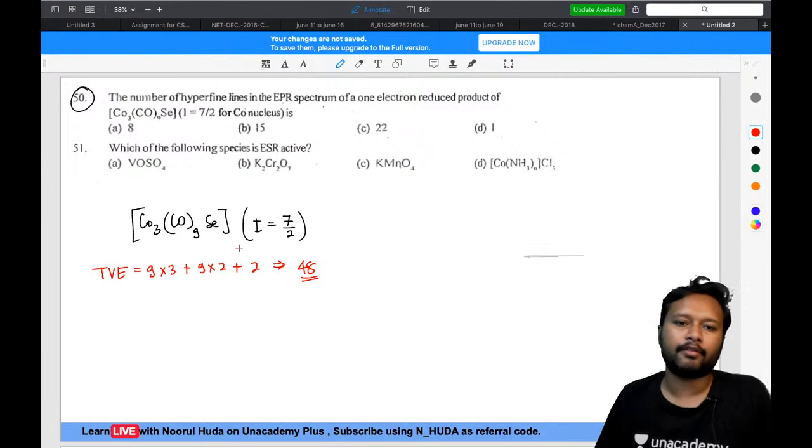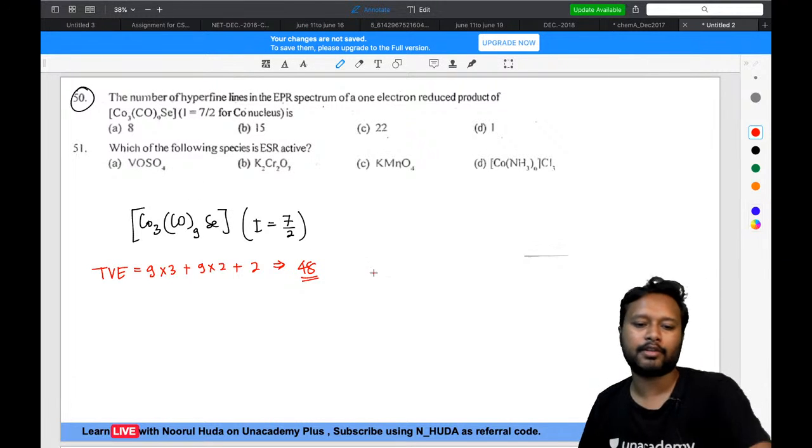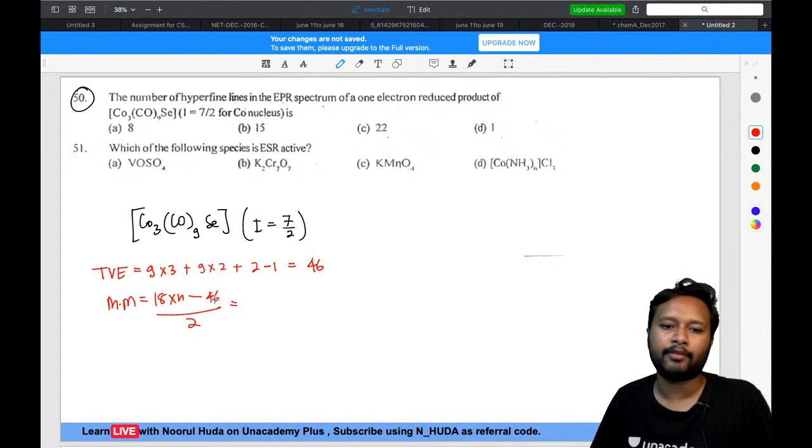Now it says it is a one electron reduced product. So let's reduce one electron from here, so you have 46. Now just calculate the total number of metal bonds. The number of metal bonds is calculated as 18 into n minus 46, divided by 2. So 54 minus 46 gives 8, divided by 2 is 4. So you'll have 4 metal bonds.